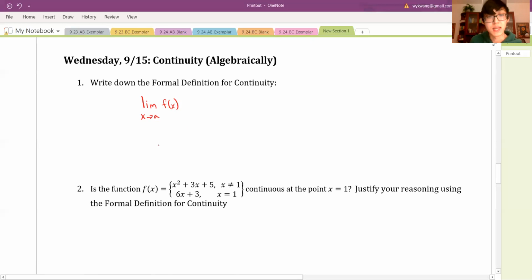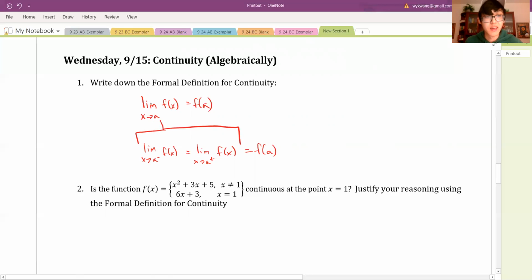If I want to be more precise, I can say the limit as x approaches a from the left of f of x must equal the limit as x approaches a from the right of f of x, and that equals f of a. Remember, for a limit to exist, the two sides must go to the same point. So this implies this. If this exists, then the limit from the left and the right must be equal to each other.